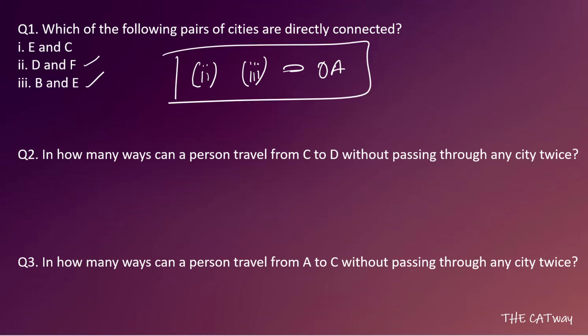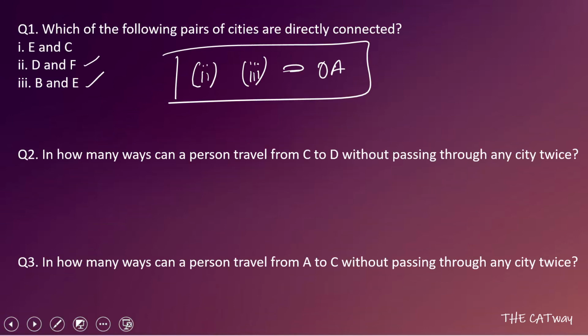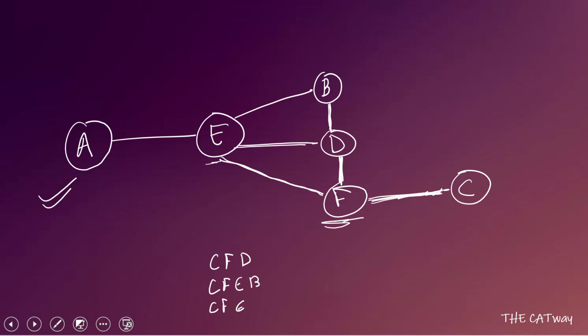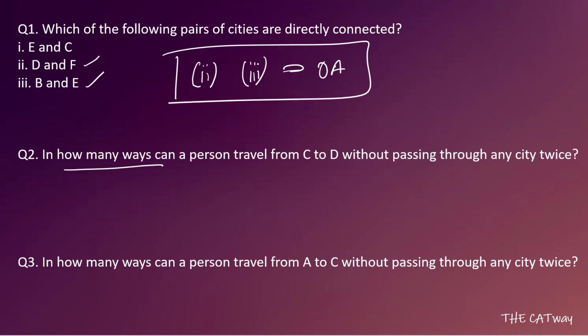Coming to the second question: in how many ways can a person travel from C to D without passing through any city twice? From C he can go to F. From F he can go to D. From F he can also go to E, and from C he can go to F and then to E. From E he can go to B, or directly to D. So there are going to be 3 cases in which a person can travel from C to D. The total number of ways is 3.